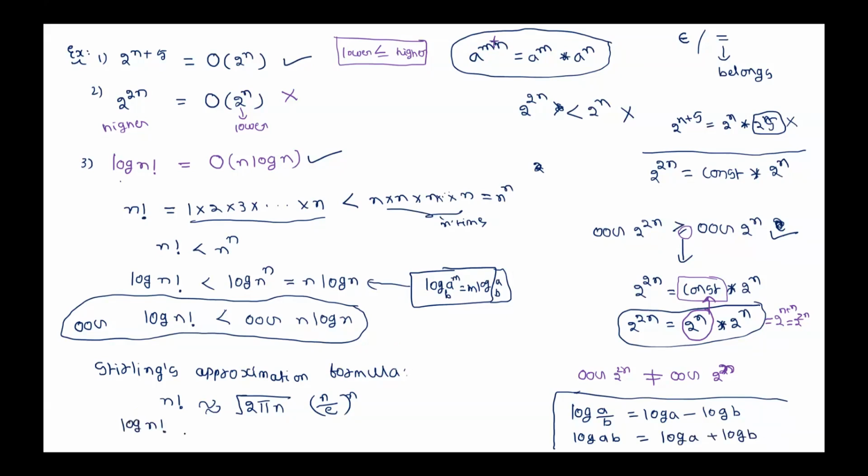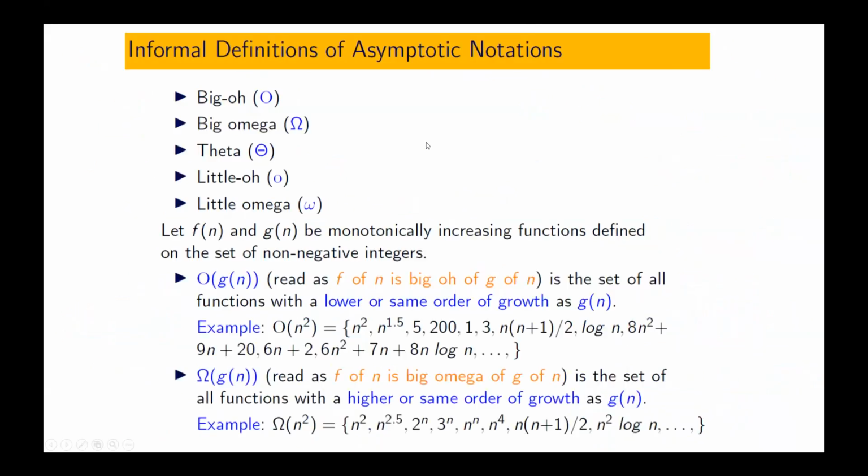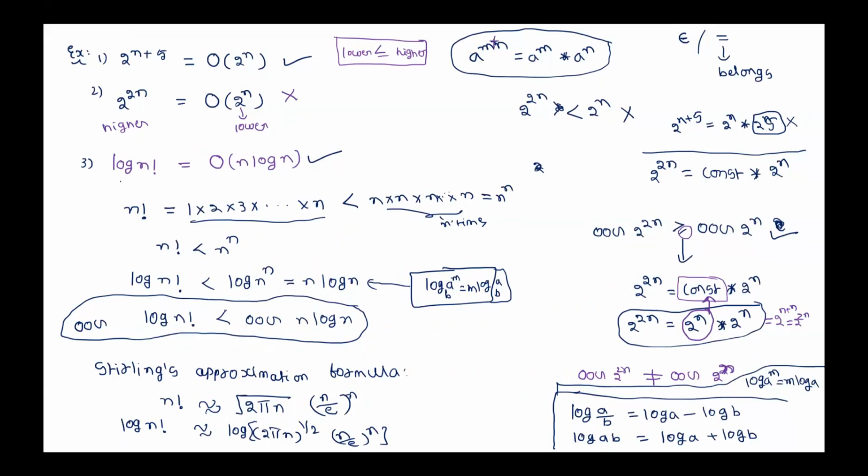What is log n factorial? We also know that log a power m is m log a. So this can be written as log of (2 pi n) whole power 1 by 2 into (n by e) whole power n. Let me take a new sheet.